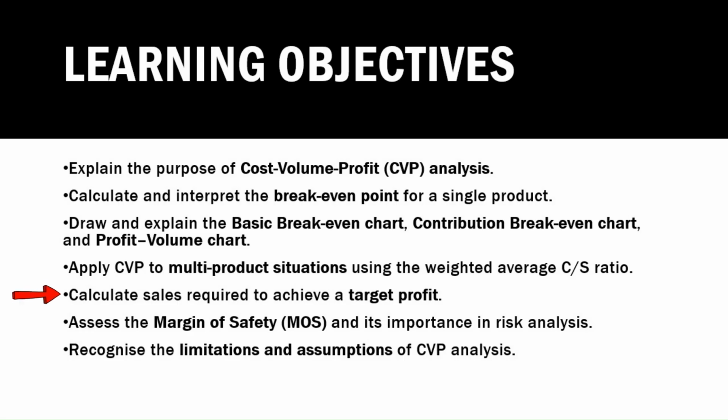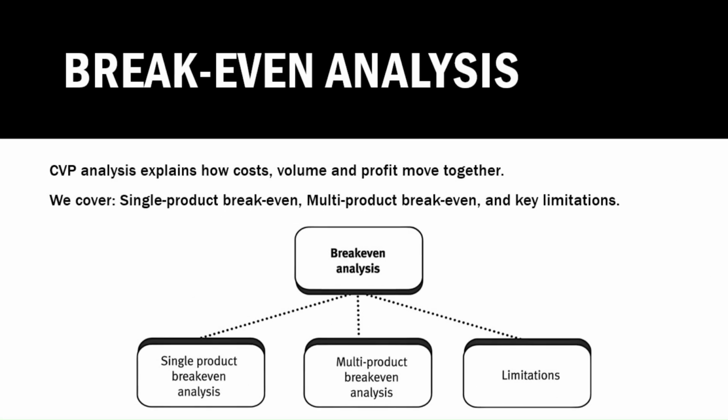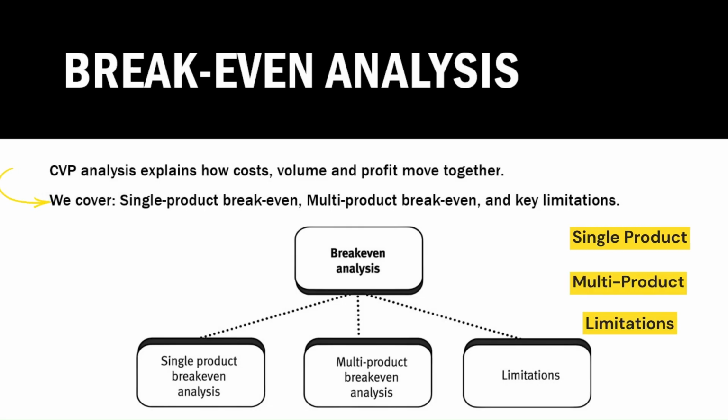Work out sales needed to reach a target profit. Assess the margin of safety. And recognize the limitations of CVP. Break-even analysis. CVP analysis explains how costs, volume, and profit move together. We'll start with a single product, then expand to multi-product scenarios, and finally discuss the limitations.